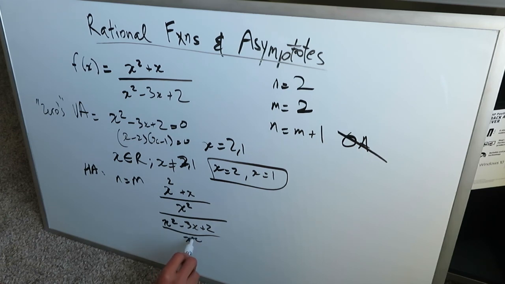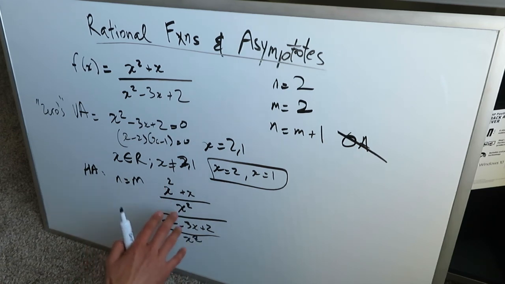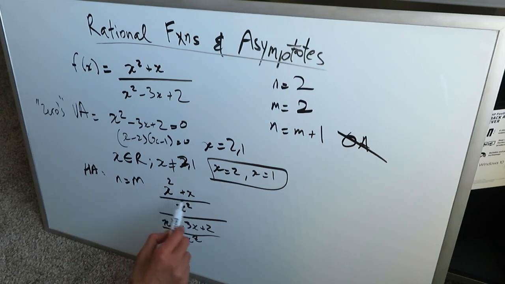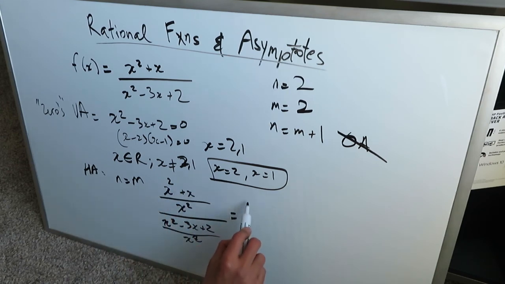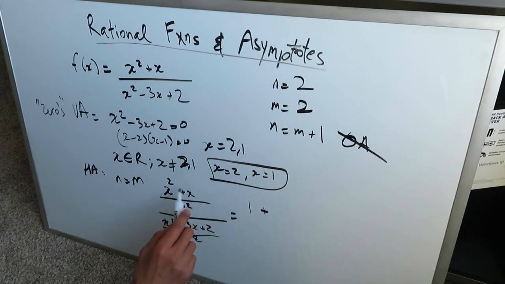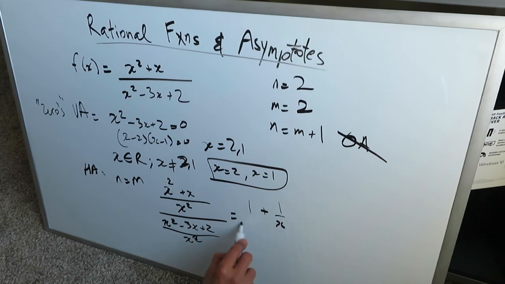And look what happens when I do all of that. When I simplify this individually, looking at the numerator, I get x squared divided by x squared, which is a 1. Plus, see this plus, I'm separating these out. x divided by x squared, I get a 1 over x. I'll show you why I'm doing this, and I showed you this in a previous example. Looking at the denominator, x squared divided by x squared, I get a 1. Minus 3x divided by x squared, I get a 3 over x. Plus 2 over x squared.